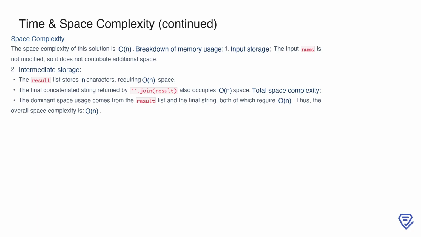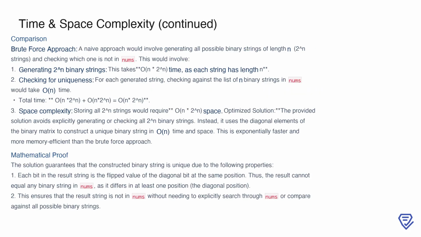When comparing this optimized solution to a brute force approach, the difference in efficiency becomes clear. A naive method would generate all possible binary strings of length n, which would result in 2 to the power of n strings. Generating these strings requires O(n*2^n) time, as each string has length n, and checking each generated string for uniqueness within the nums array would add another O(n*2^n). This makes the total time complexity O(n*2^n), and the space complexity would also be O(n*2^n), to store all possible binary strings.